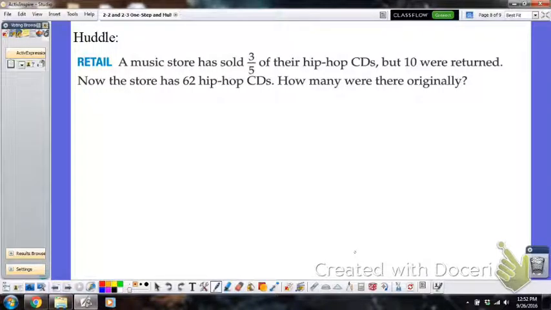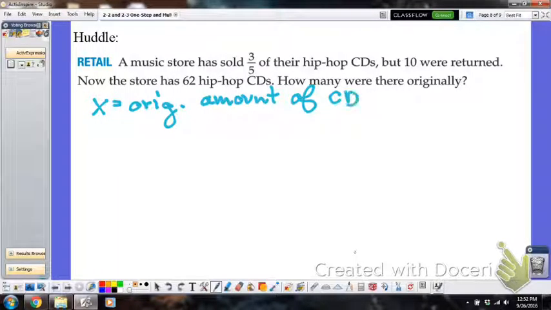So what we're trying to find here is how many CDs were there originally. That's what we're trying to find. So that's what is unknown. So we're going to define a variable. X is equal to the original amount of CDs, specifically hip-hop CDs. So X is the original amount of CDs. So that's what we start with.